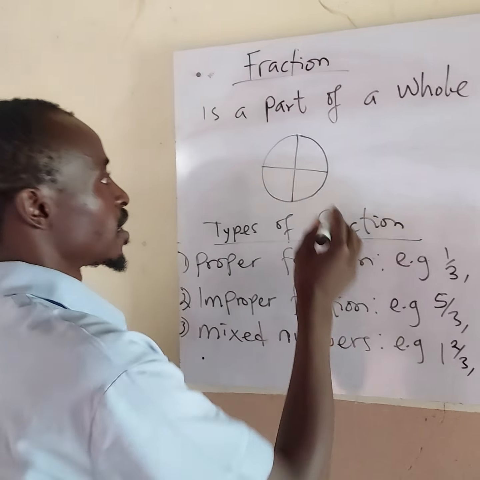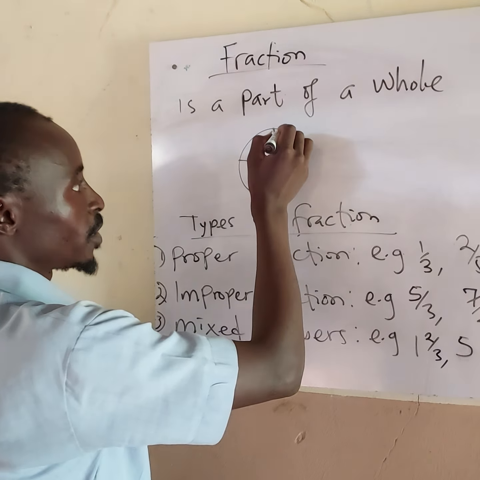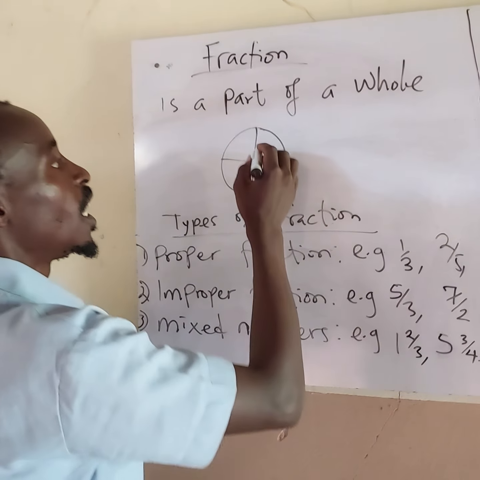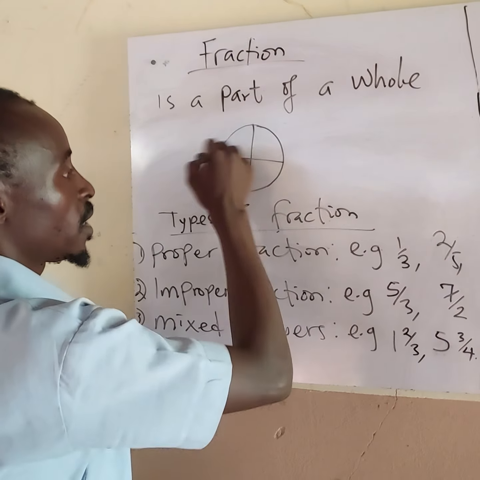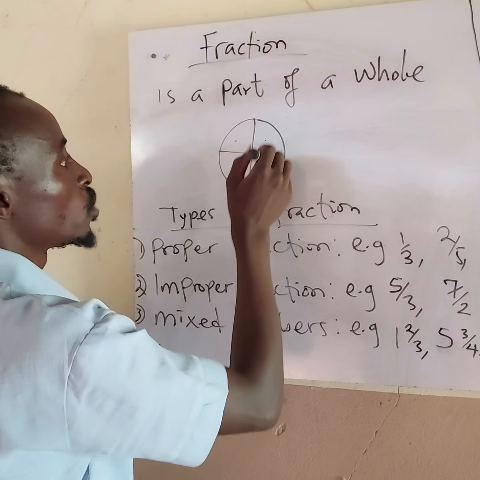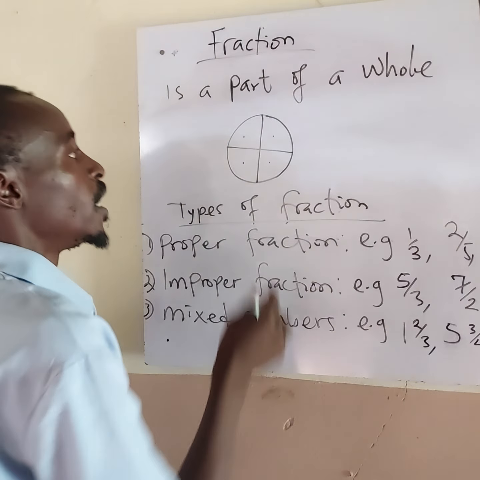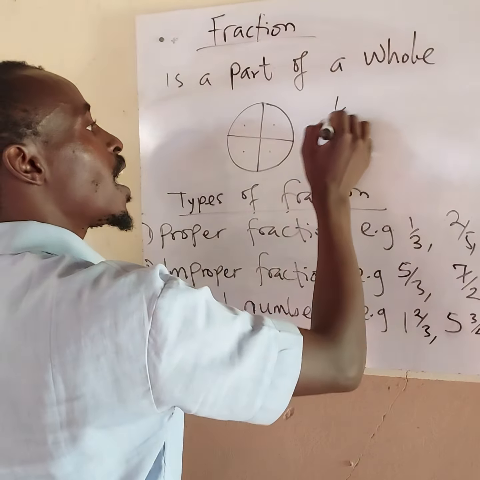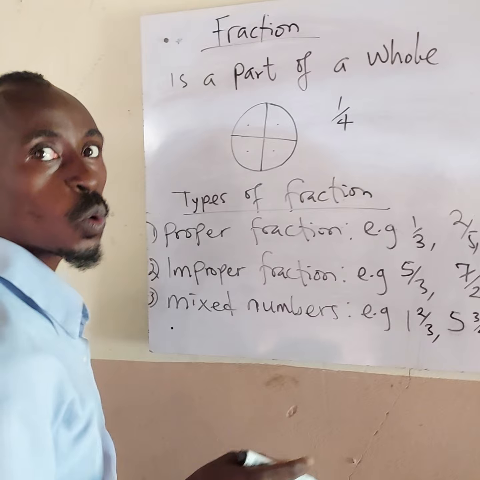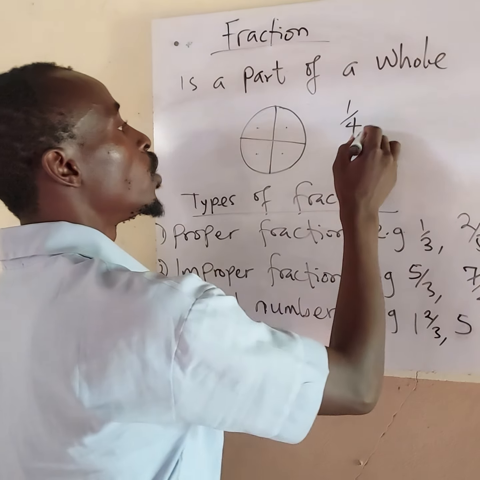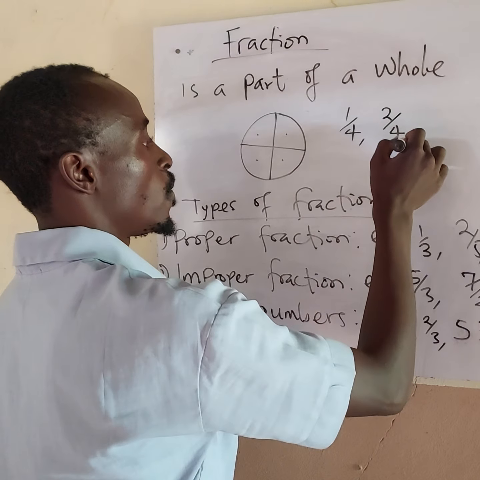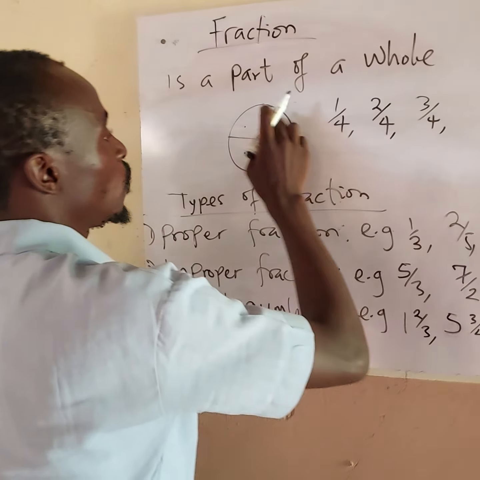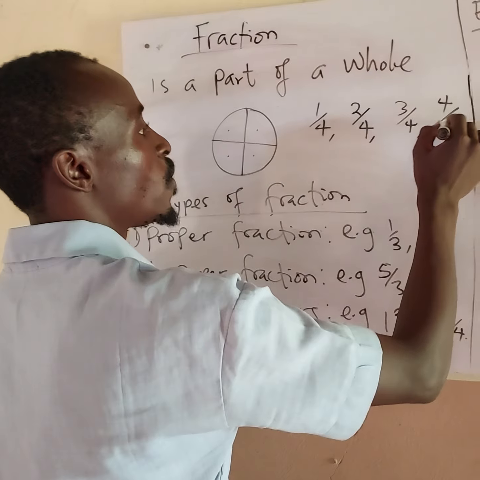So this is an example. Let's assume this is an orange. You have a whole orange, and you divide it into four equal parts. So you have 1, 2, 3, 4 parts of that orange. If you pick one part of what you have divided, you now have 1 out of 4. If you pick 2, you have 2 out of 4. If you pick 3, you have 3 out of 4. And if you pick the whole 4, you have 4 all over 4.